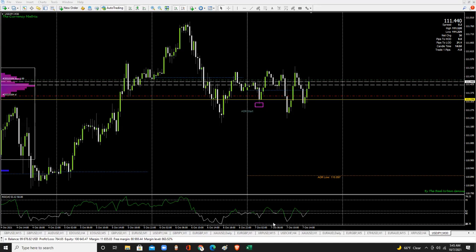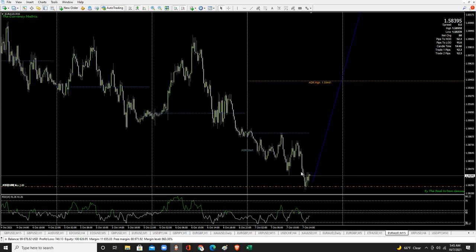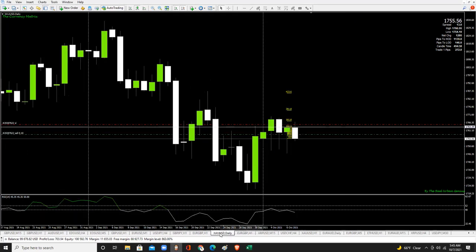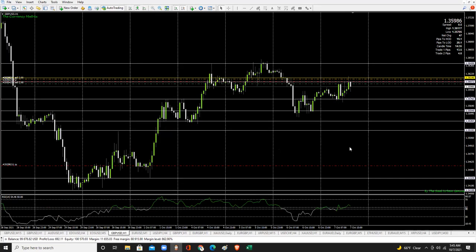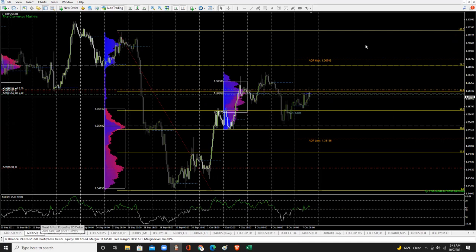Now going back to review the Euro Aussie position, clutch. Going back to look at the gold position, clutch. Going back to look at the pound. Let's look at the pound and see what's the hold up there. Let's chart this one.